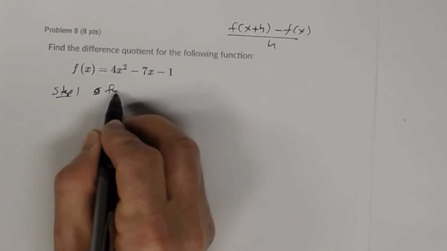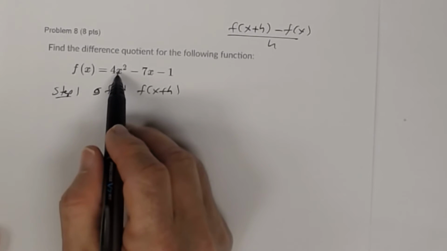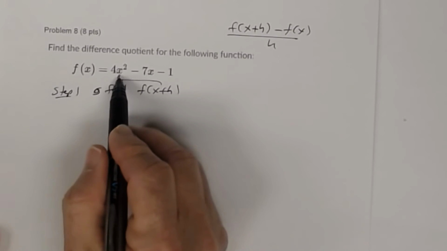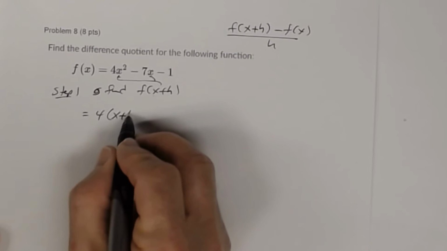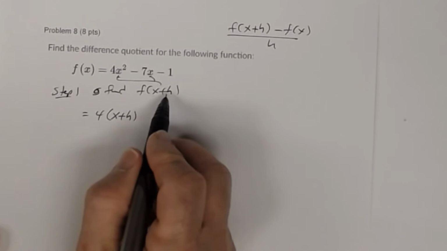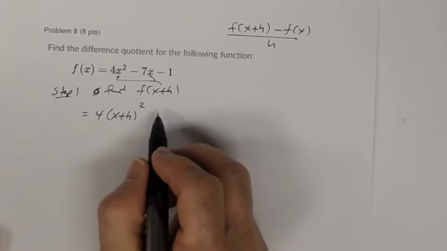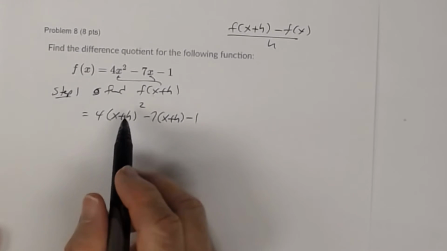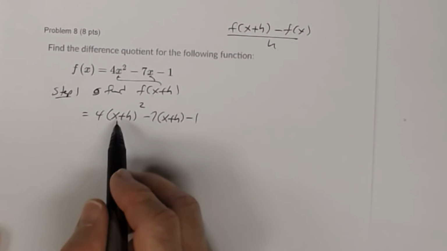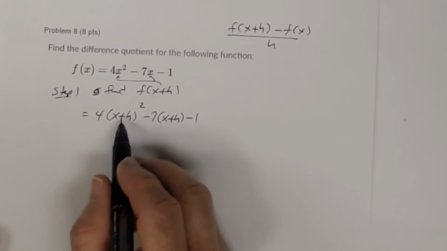So step 1, we're going to find f of x plus h. What that means, remember, is where we see the variable x, here and here, I'm going to substitute x plus h. So this becomes 4 times x plus h, but remember I'm squaring it. So I'm replacing this with this, but you've got to square it. So you see 4, replace, square, 4x squared. Minus 7, replace, x plus h, minus 1. Now be careful. You've got to remember the order of operations. You have to square first and then multiply. So don't distribute first and then square.